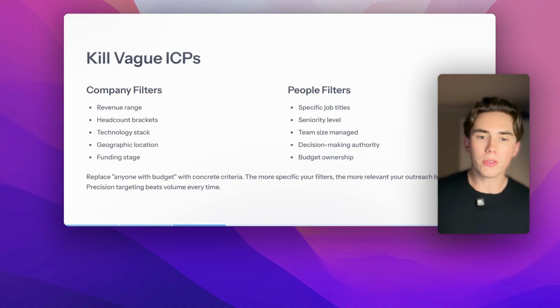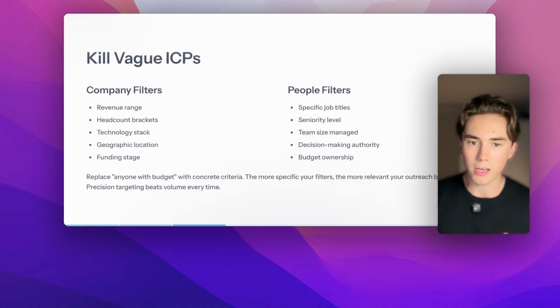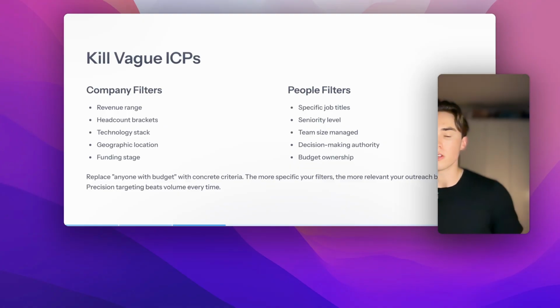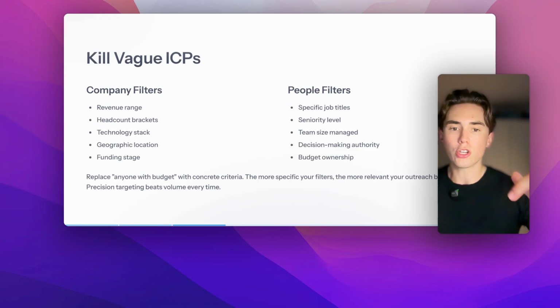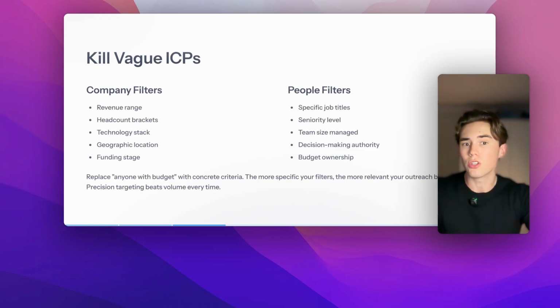Then you've got the people filters. Now you've got specific job titles, seniority level, team size managed, decision-making authority, budget ownership. On a high level, in terms of what you can scrape for, in terms of getting leads, you're looking at job titles, seniority level, and those are pretty much the main ones.